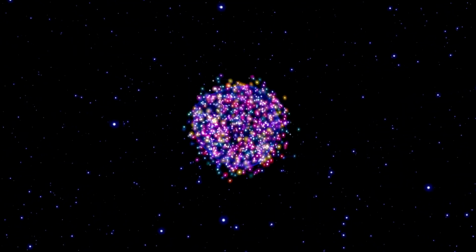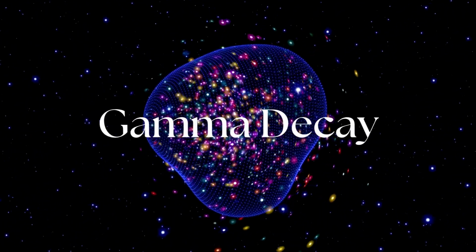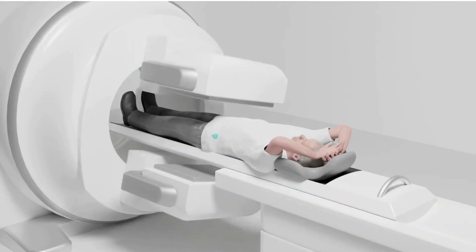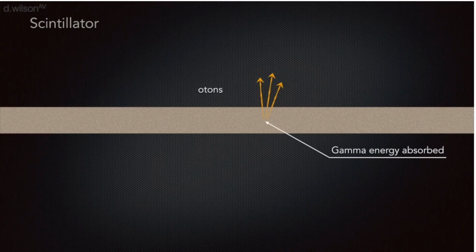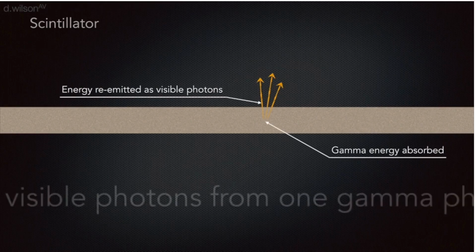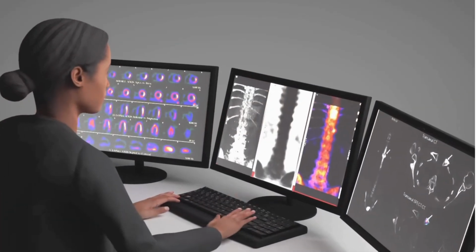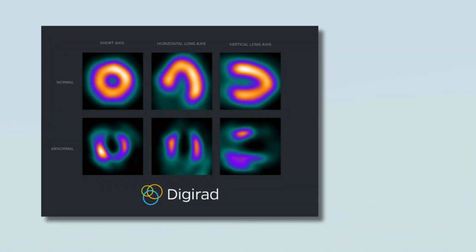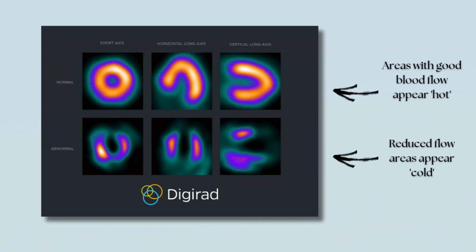Our technetium-99m tracer undergoes gamma decay, emitting a single gamma ray photon. The SPECT scanner has rotating gamma cameras with scintillation detectors that capture these photons. By detecting thousands of gamma rays from different angles, a computer reconstructs a 3D image. Areas with good blood flow appear hot, while reduced flow areas appear cold.